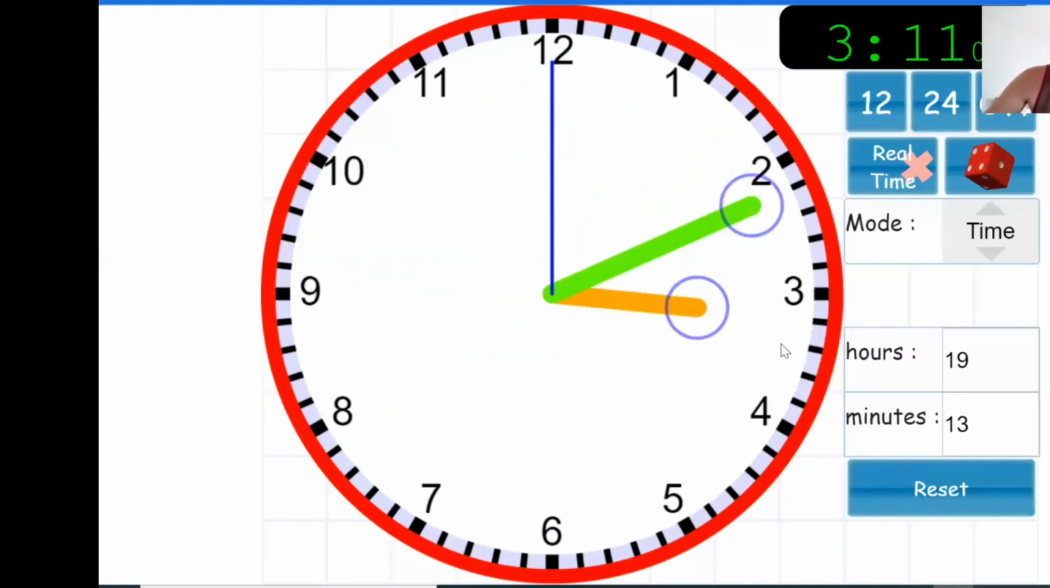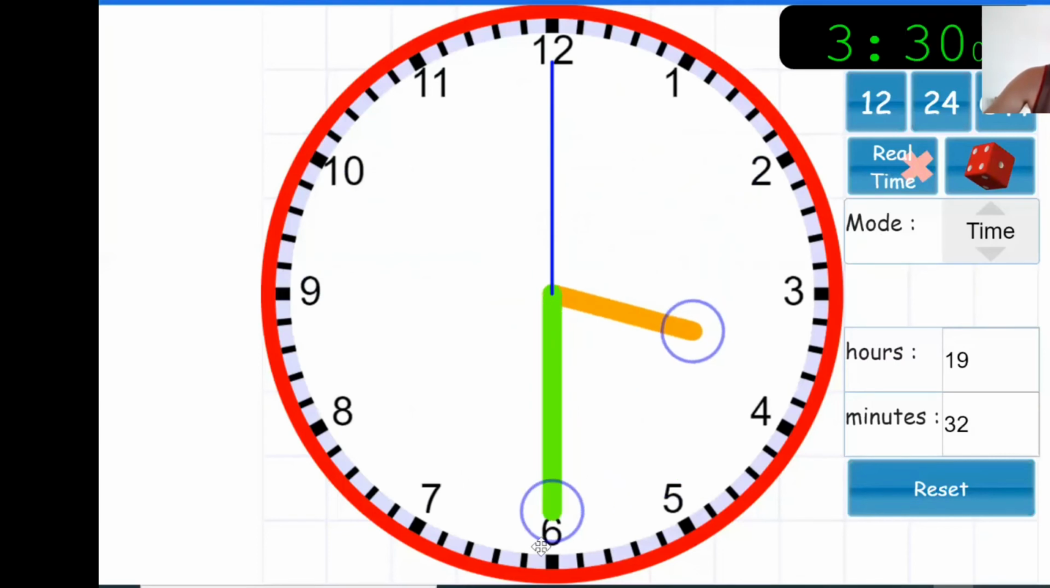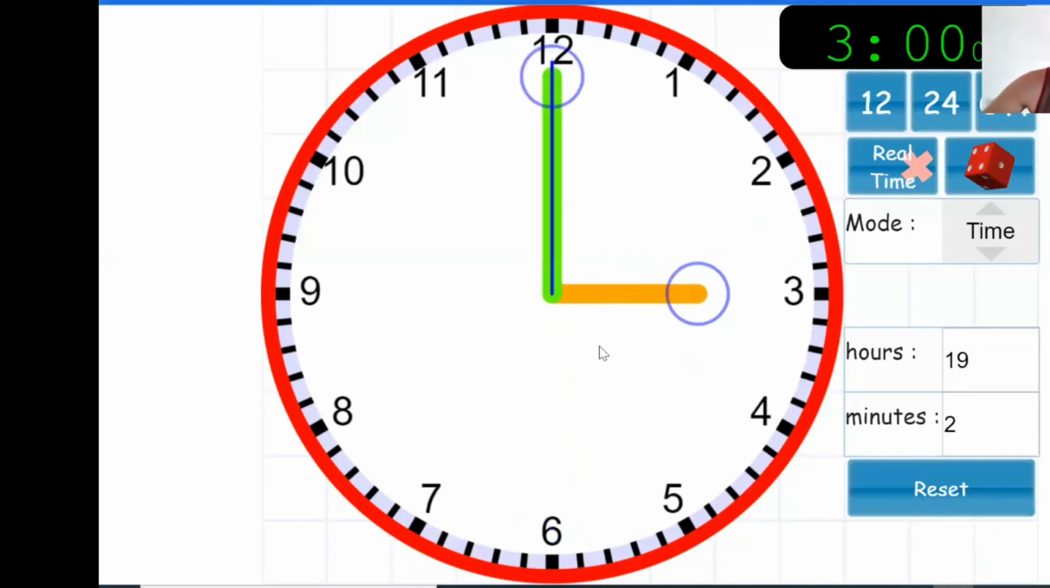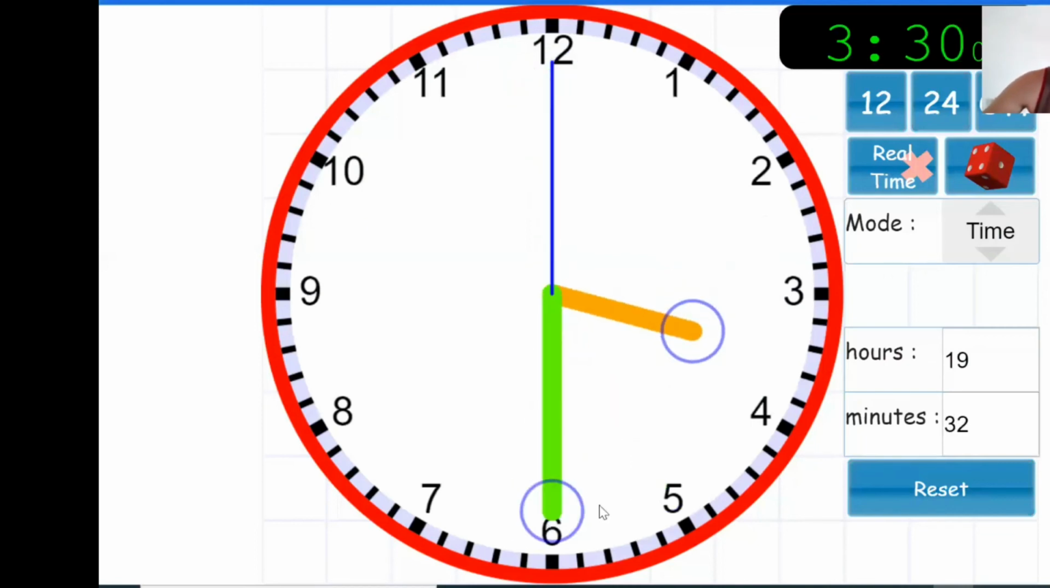So let's see. If I have 3:30 and I say half an hour before, what do you think the time will be? Half an hour before. So remember, it's only half a turn. If you said 3 o'clock, that was correct. 3 o'clock.